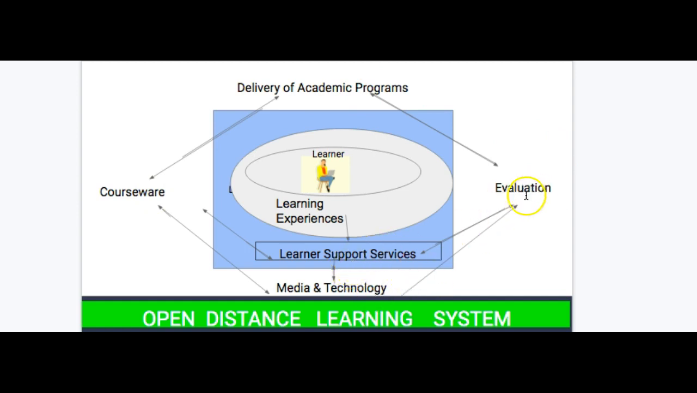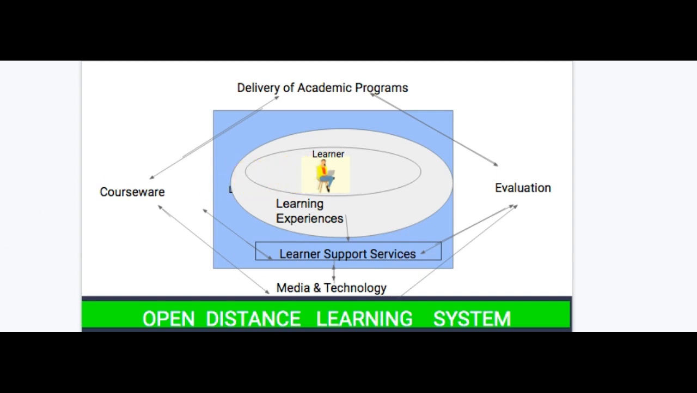There is a two-way communication between the learner support system and the other components given here. Each of these components influences the learner support system, and the learner support system in turn influences these components. This is the basic idea in this slide, and this is the crux of the presentation, that is, the place of learner support services in open and distance learning.